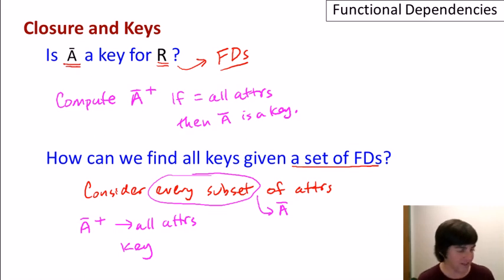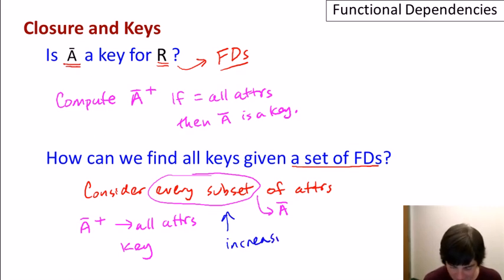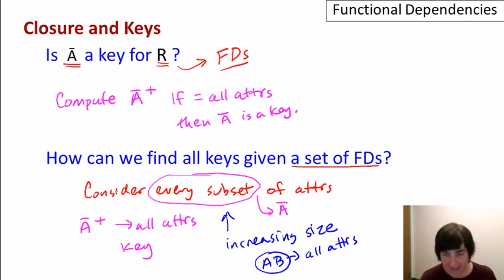Now that seems fairly inefficient, and actually we can be a little more efficient than that. We can consider these subsets in increasing size order. So for example, if we determine that A and B together functionally determine all attributes in the relation, that tells us AB is a key, and that also tells us that every superset of AB is also a key. And if you think about it, that falls out naturally.